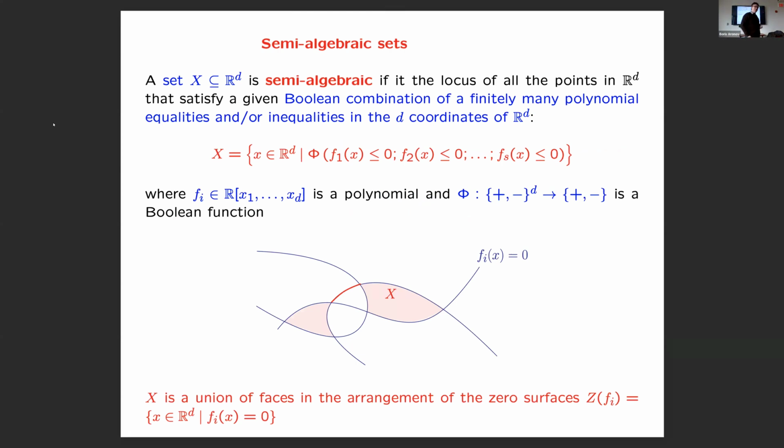The center of the talk will be semi-algebraic sets and semi-algebraic hypergraphs.